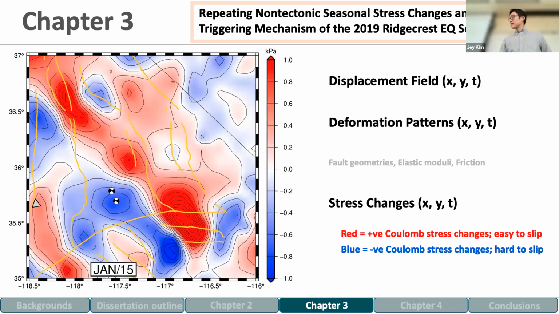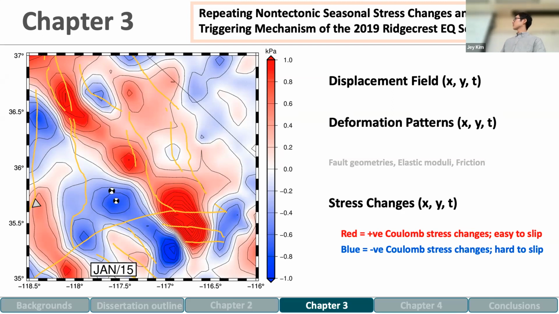Okay, so previously I showed the displacement field can be obtained using GPS data, and then you can obtain deformation patterns, because the spatial derivatives of continuous displacement is strain. And if you know fault geometries roughly, and elastic moduli and friction on the fault, then you can convert your strain as a function of time into the stress changes as a function of time.